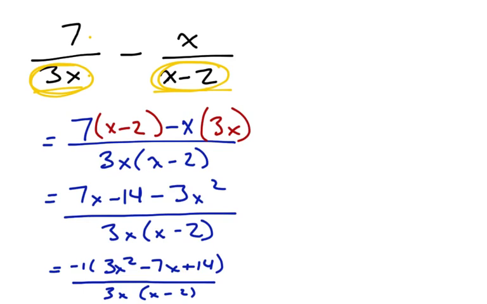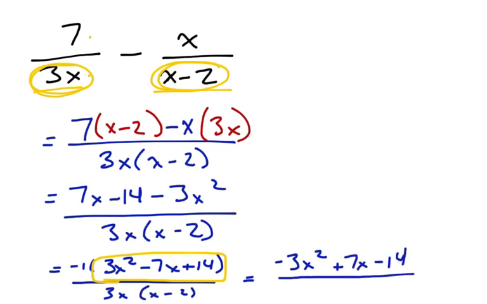I try to factor some more, and I realize that this 3x squared minus 7x plus 14 is not going to factor anymore. So let's go ahead and multiply it all out to get our nice answer of negative 3x squared plus 7x minus 14 for the numerator, and also multiply out the denominator, 3x squared minus 6x. And there's our solution.